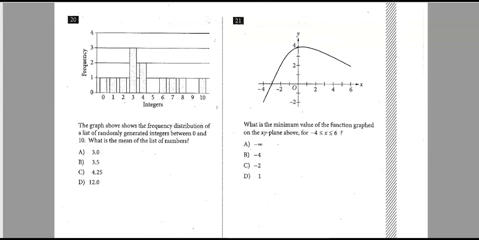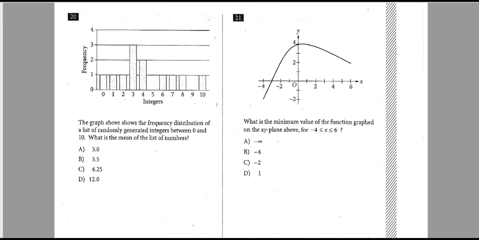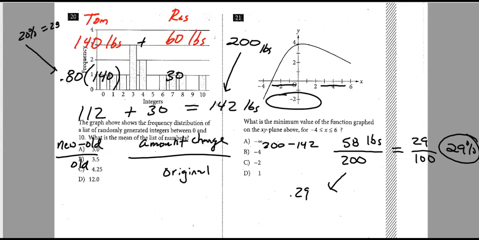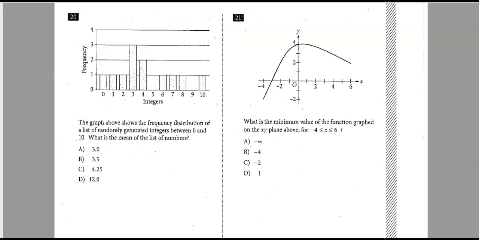Number 20. What do we got here? The graph above shows the frequency distribution of a list of randomly generated numbers between 0 and 10. What is the mean? All right, so the mean here means the average. You add up how many things you have and then divide by how many there are. The graph's a little tricky. This frequency means how many times it occurred.